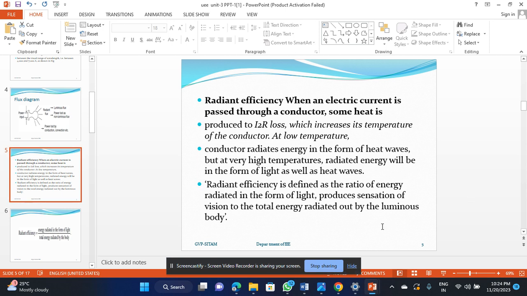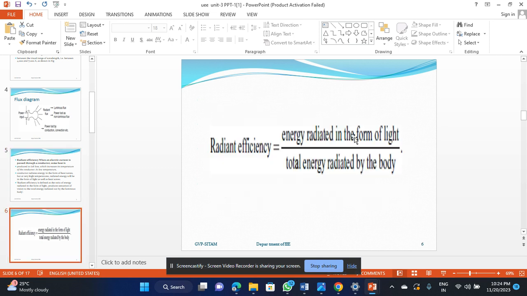So here the radiant efficiency is defined as the ratio of the energy radiated in the form of light, which produces the sensation of vision, to the total energy radiated out by the luminous body. So what is meant by radiant efficiency? That is the energy radiated in the form of light to the total energy radiated by the body.